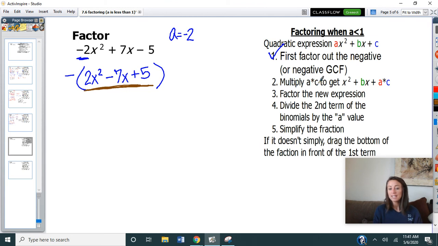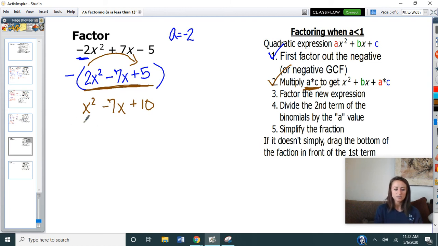We're going to multiply a times c because a is not 1. If a is 1, you can just make it easy. First terms have to multiply to give first term, last terms have to multiply to give last, and add to give you the middle. But since this 2 is here, he ruins everything. So we need to take this a value and multiply it by the c. We're going to get rid of that a, and it's going to become x squared minus 7x. But instead of 5, remember, we're multiplying a times c. So it's going to be 2 times 5, which is positive 10. Step 2 is done.